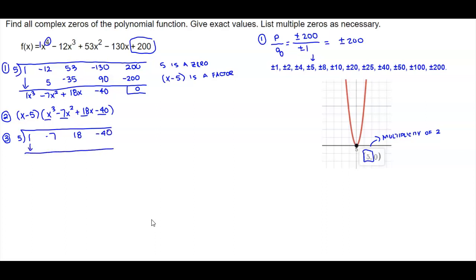We're going to bring down the 1. 5 times 1 is 5. Negative 7 plus 5 is negative 2. 5 times negative 2 is negative 10. 18 minus 10 is 8. And 5 times 8 is positive 40. So therefore we get a remainder of 0. So 5 is another zero, and as you can see, there's a multiplicity of 2 there. Therefore x minus 5 is another factor.